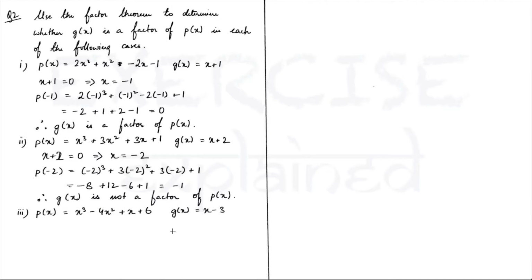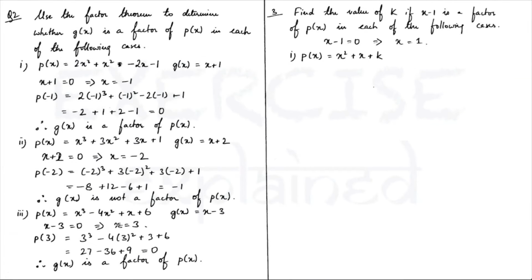Coming to the next question, g of x is equal to x minus 3 and p of x is x cube minus 4x square plus x plus 6. I just equate g of x to 0. Once I equate g of x to 0, I get x minus 3 is equal to 0 or x is equal to plus 3. Now p of 3 becomes 3 cube, that means I just substitute 3 here, minus 4 into 3 square plus 3 plus 6.